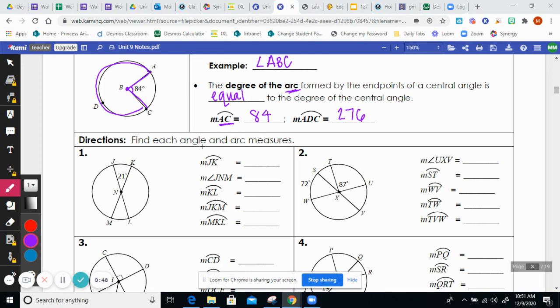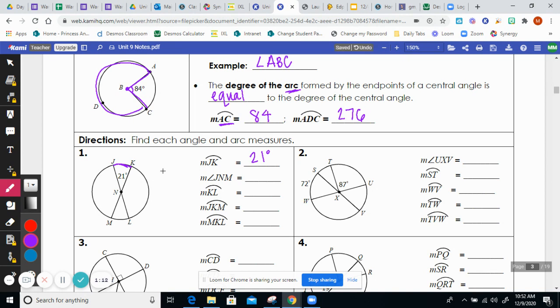So on number 1, we want to find each angle or arc measure. So on number 1, we want to find the arc measure of JK. So the degree of the arc, remember, is going to be equal to the central angle. So when we're talking about JK, we're just going to say that this one is 21 degrees because they're going to be the same thing.